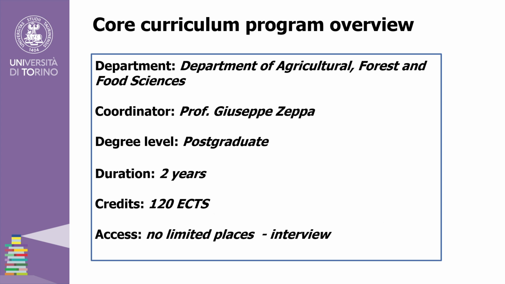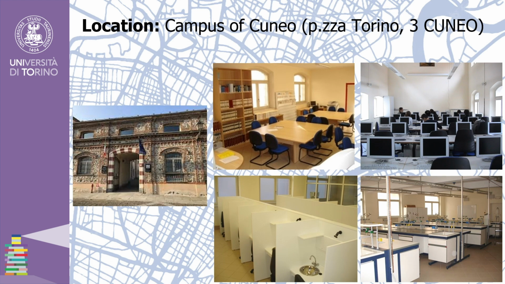The second curriculum that I'm going to be presenting to you is the core curriculum. This is a quite traditional food science and technology master degree. In this case, there are no limited places, and for international students, the admission is done through an interview. The course is delivered in Cuneo, a city that is about 1 hour from Turin, easily reachable by public transportation.